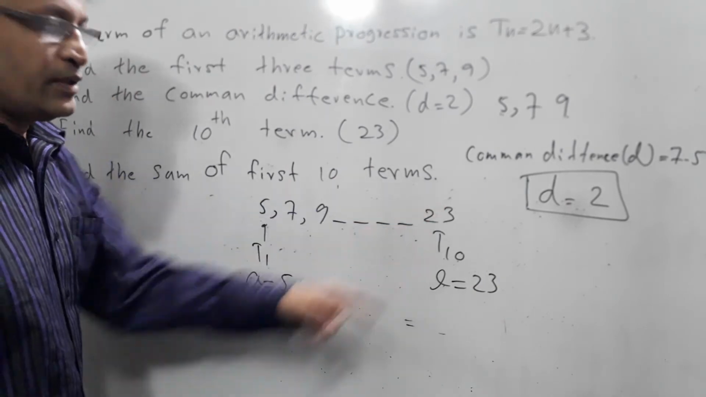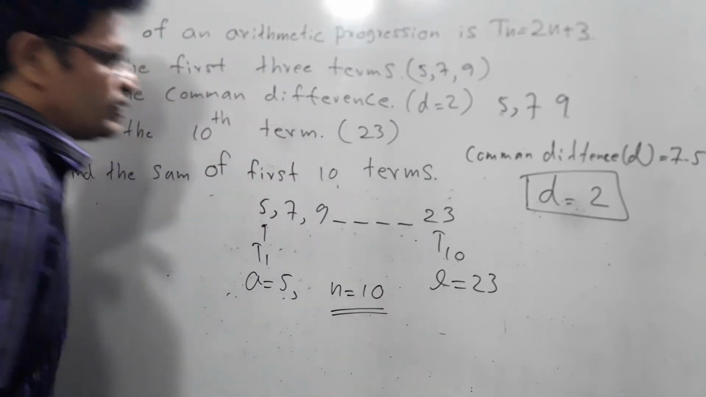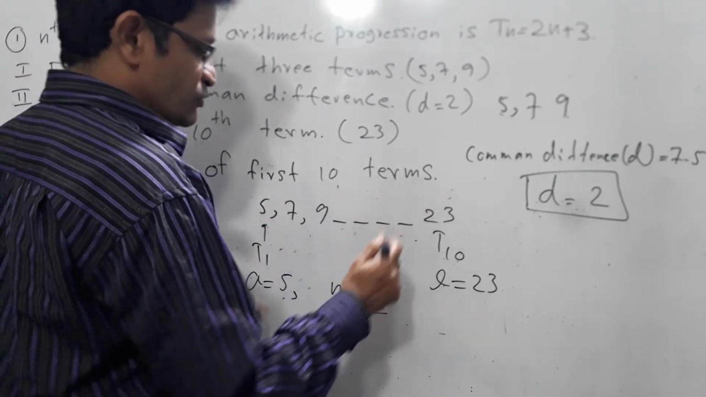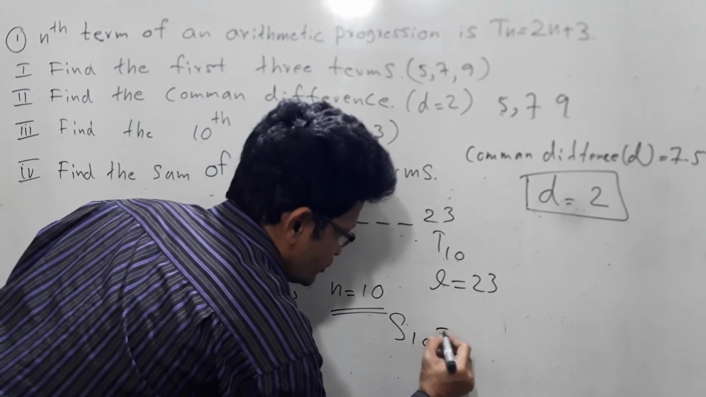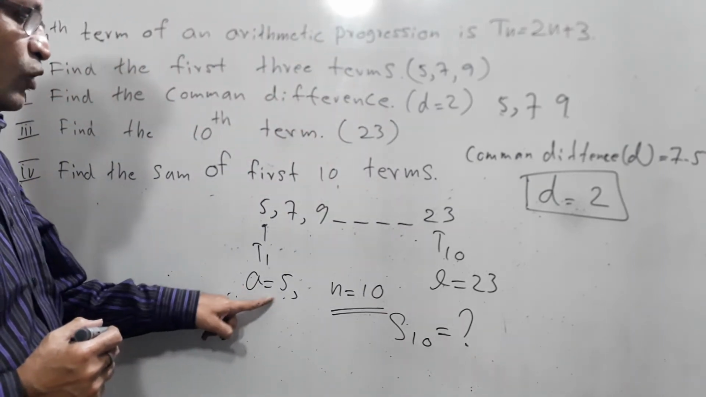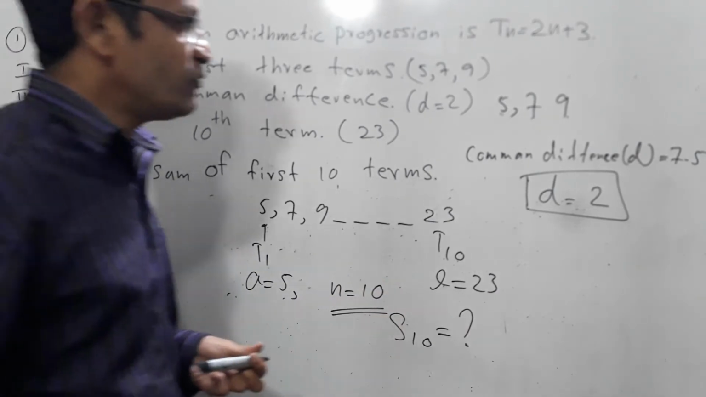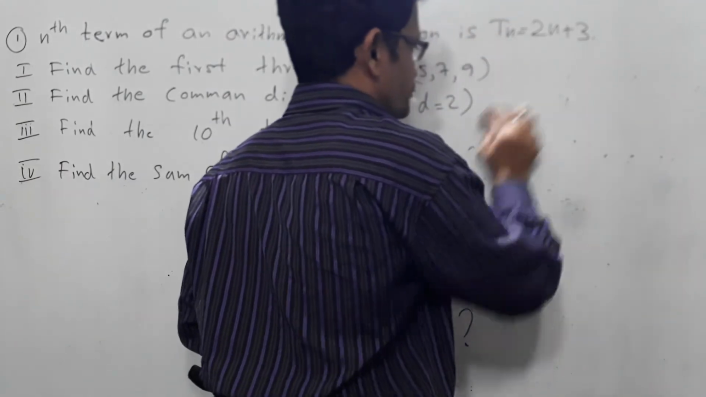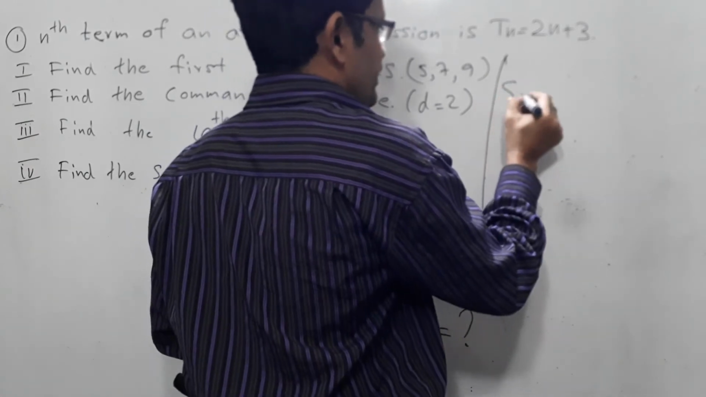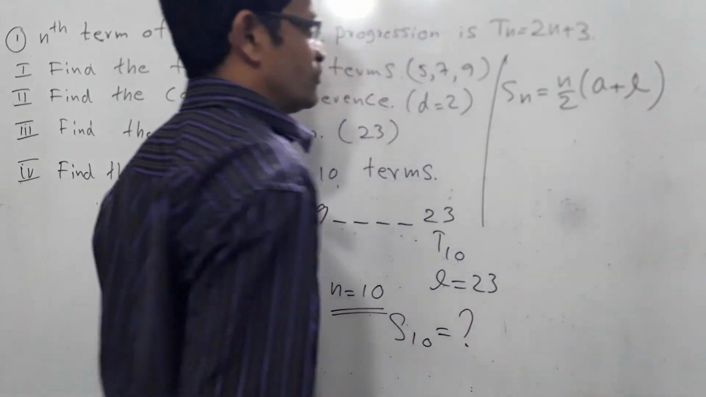How many terms are there? You have 10 terms, n equals 10. Now they ask for S10, the sum of these 10 terms. So they are asking for the value of S10. A we know, n we know, L we know, we have to find S10. For that there is a formula. That formula is Sn equals n over 2 times (a plus l). This is the formula.